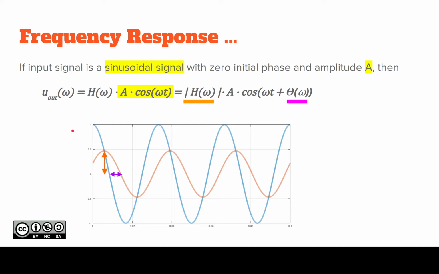So we have the amplitude changes that much. So the original amplitude times the amplitude response at that frequency. In this lower picture, we had this signal amplitude 1, and after the filter it dropped to 0.45 or something like that. So that's the change in amplitude.